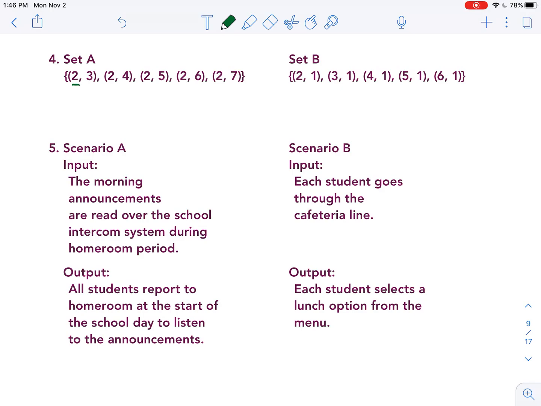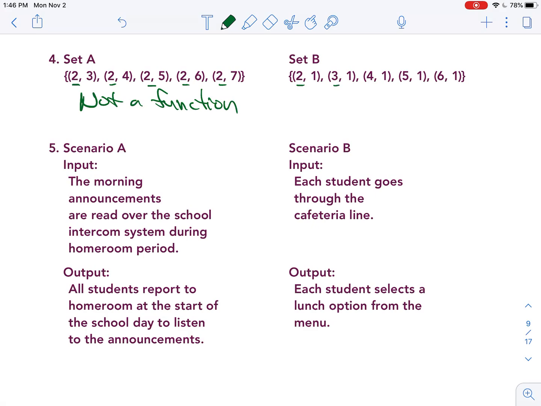So then I look at this. I look at my x values. x, x, x, x, x. Is it a function or not? Well, did the domain repeat itself? It sure did. It repeated itself 5 times. So this is not a function.